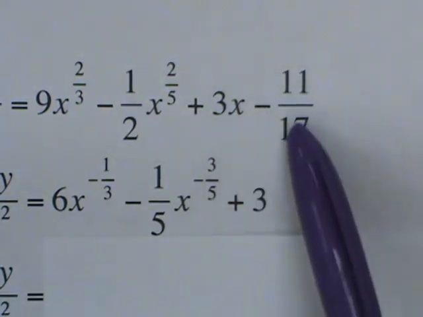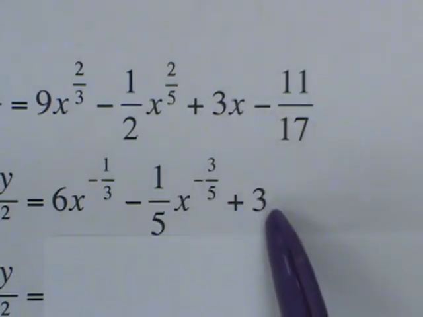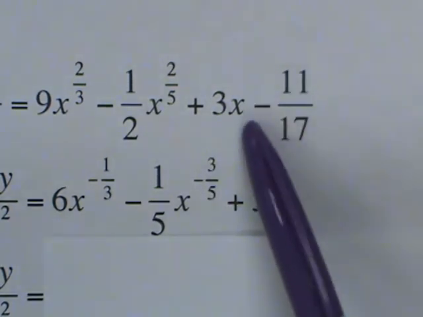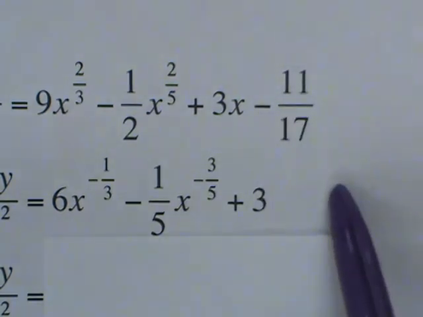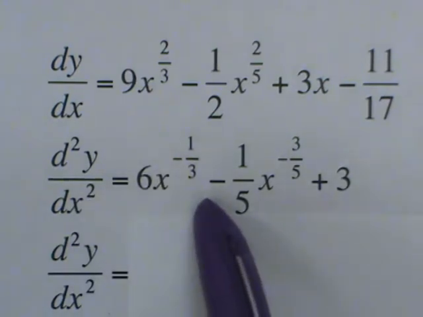And then the last two terms are fairly easy to take a derivative of. The derivative of 3x is simply 3. The derivative of a constant drops out at 0. And so I look at this derivative, write it like this.